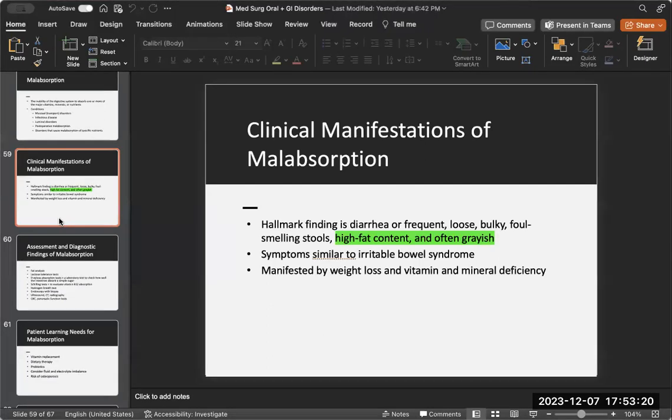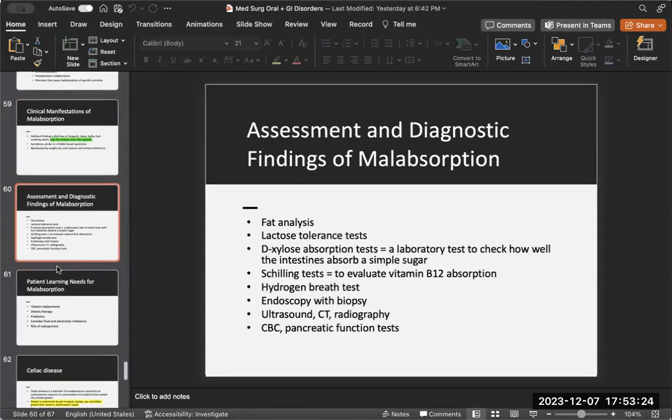But if we're not really absorbing anything, it's going to affect the color of the stool. So, what do we want to look at? Fat analysis, right? Because it has a high fat content. We know they're having a malabsorption problem if the fat content is high.